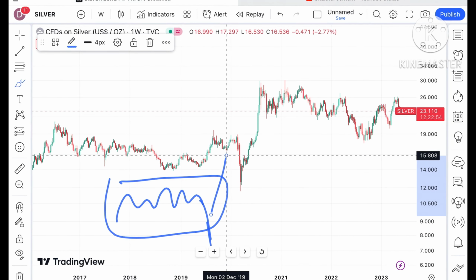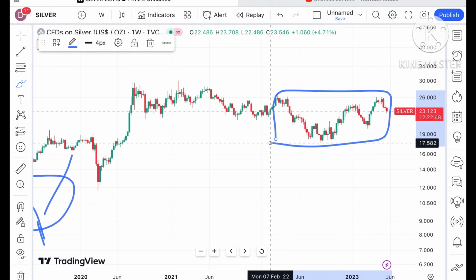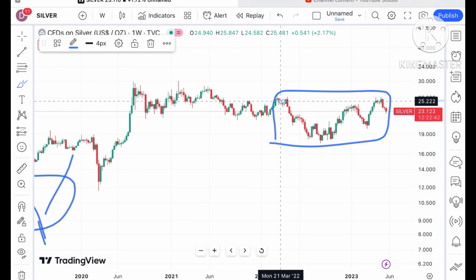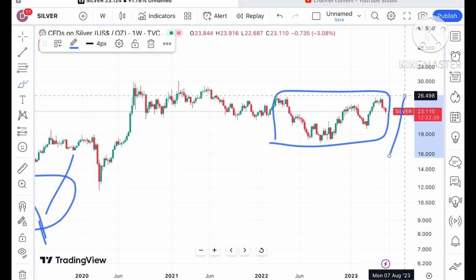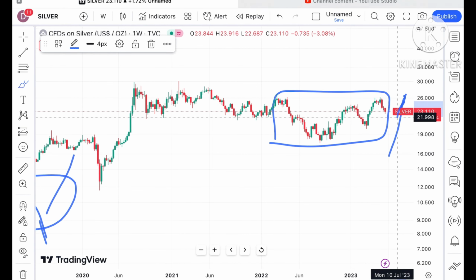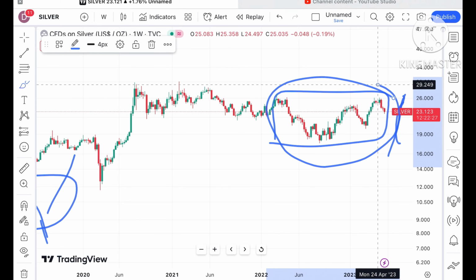Now it is trading at around $23.125, and this is the volatility we have seen in silver for quite some time. This is from March of 2022 till now. We have seen that it has created a good high as well as a low: a high at around 26 points and a low below at a level of 17.515. This is the range where the price of silver has moved.